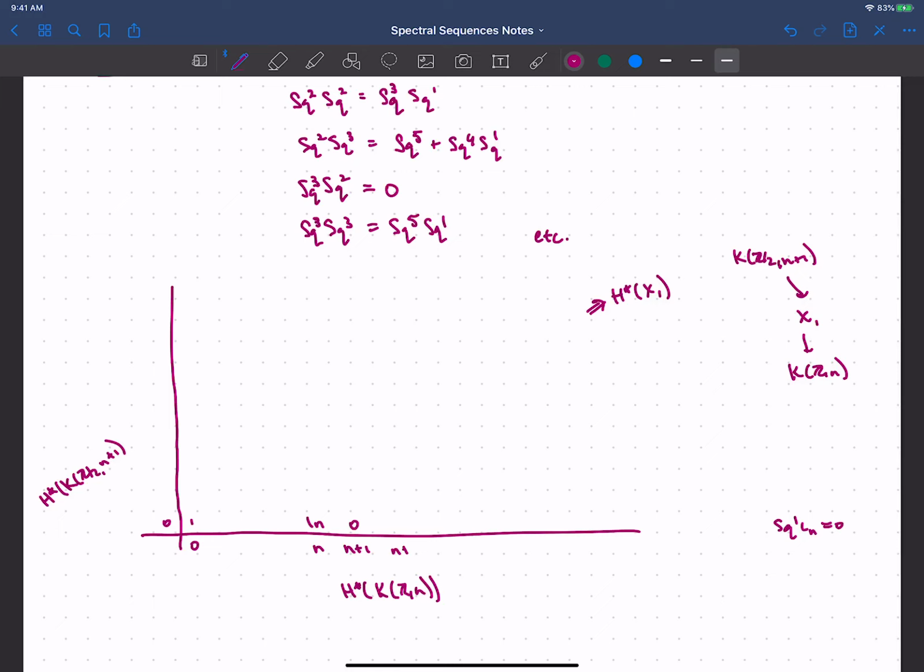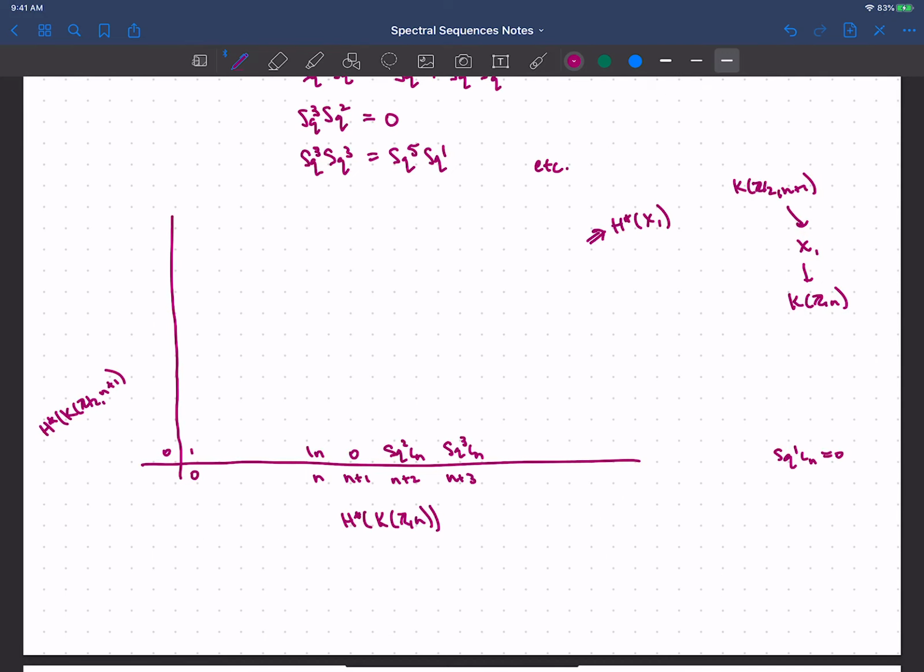But then in degree n plus 2, I've got that square 2 iota n. And in degree n plus 3, I'll have square 3 iota n. And remember, we said, oh, well, there should also be an admissible sequence that looks like square 2, square 1, but square 1 on iota n is 0, so that's just 0.